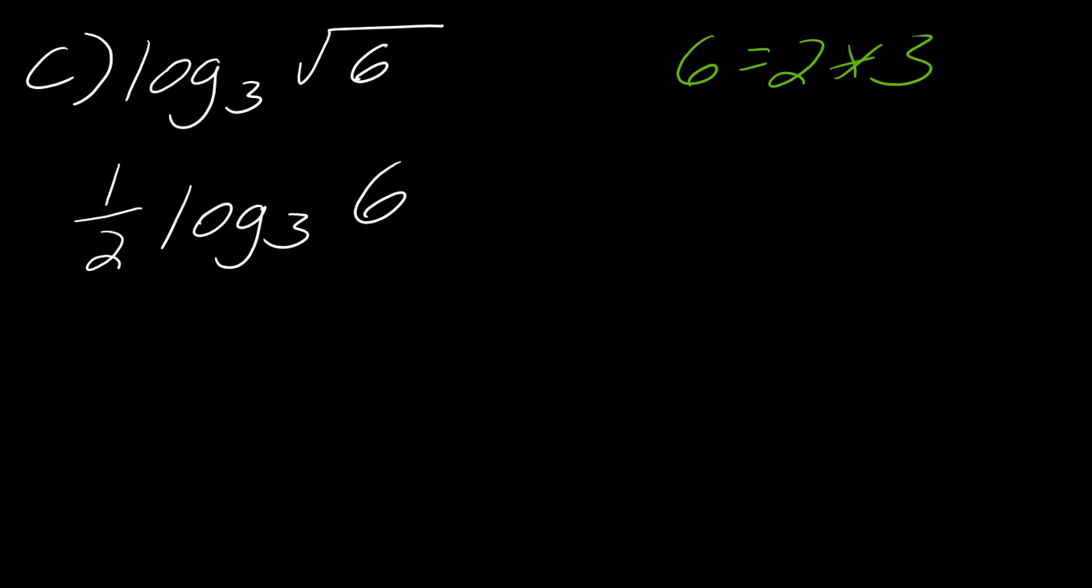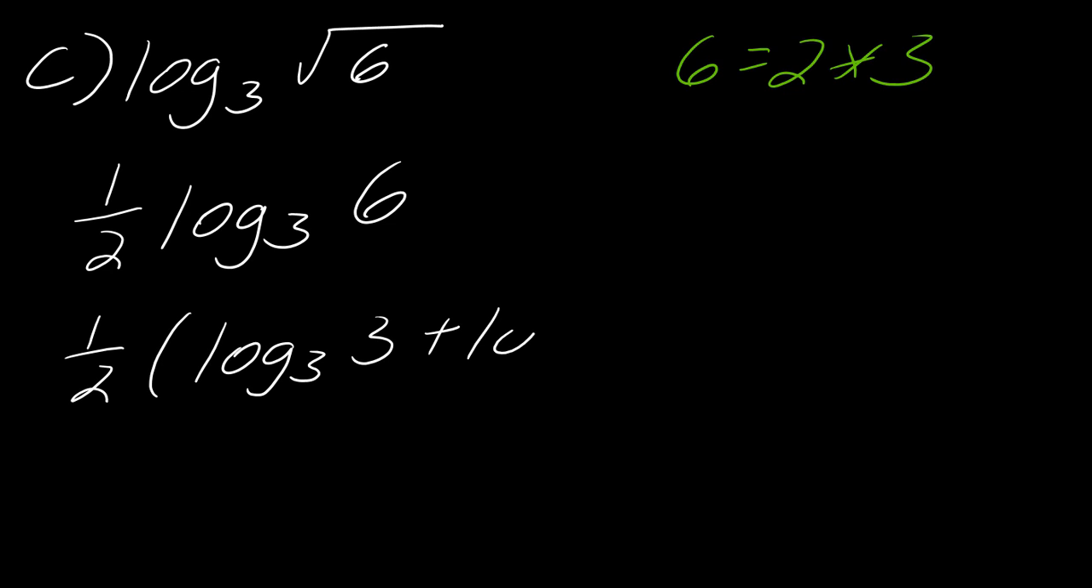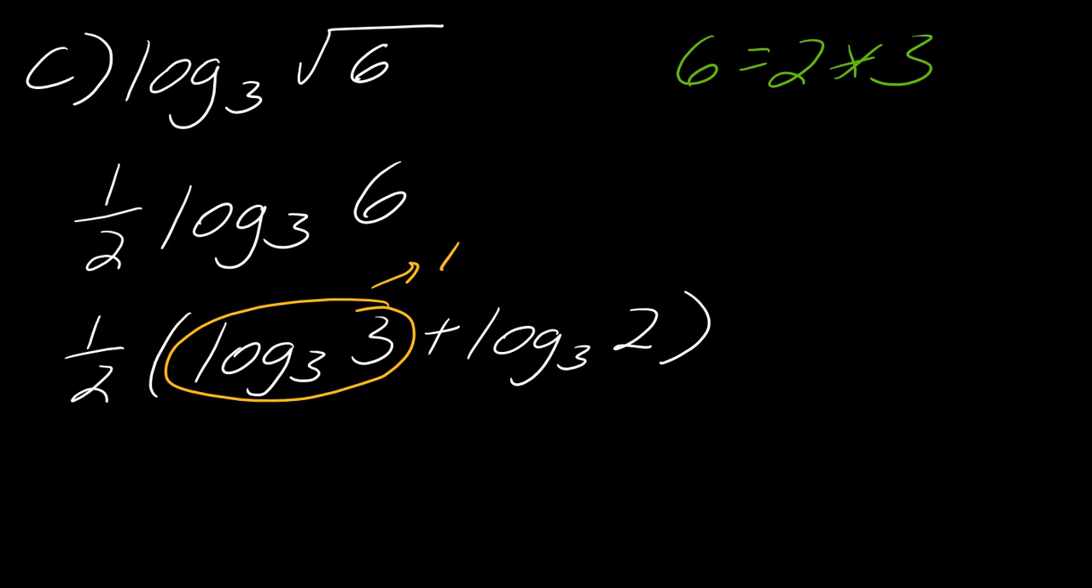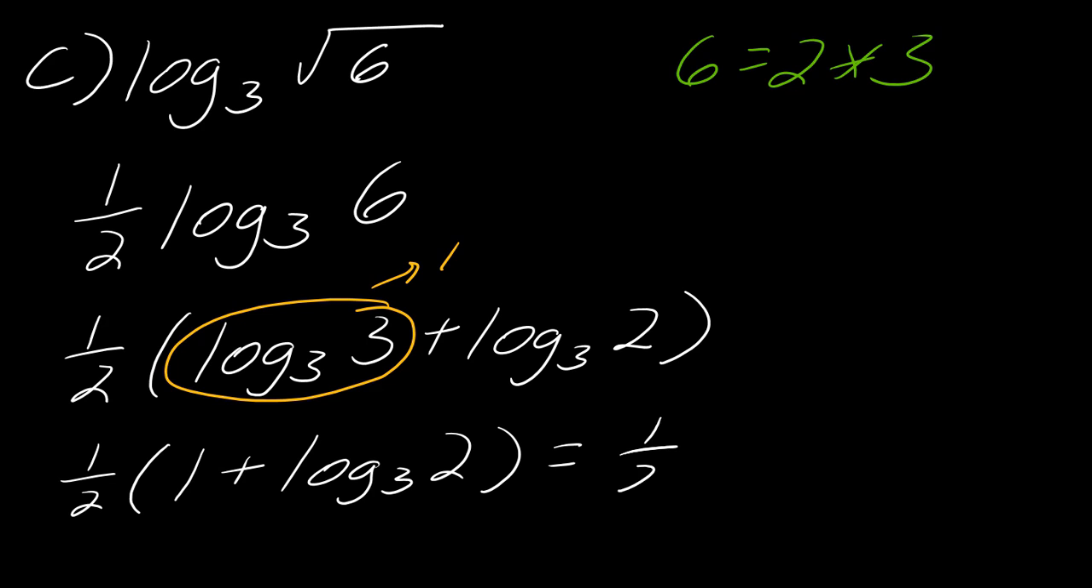And this actually matters in this problem, because if I break this up into log base 3 of 3 plus log base 3 of 2, there's another simplification that happens in here, right? Namely, this, we know, goes to 1. So I have 1/2 times 1 plus log base 3 of 2, and that's going to equal 1/2 plus 1/2 log base 3 of 2.